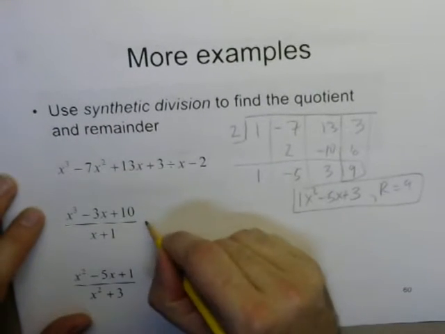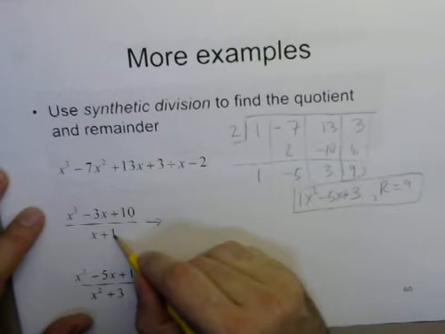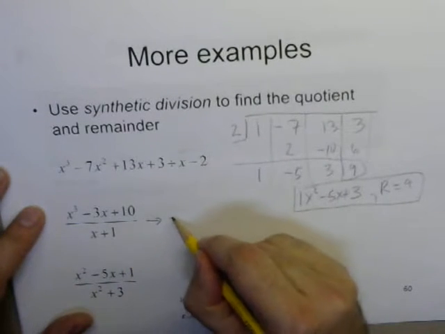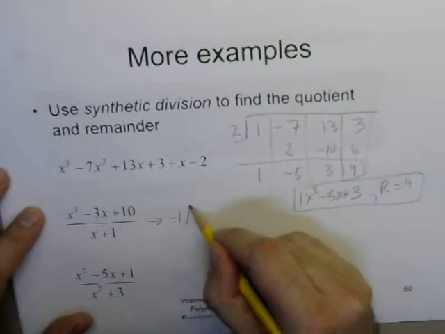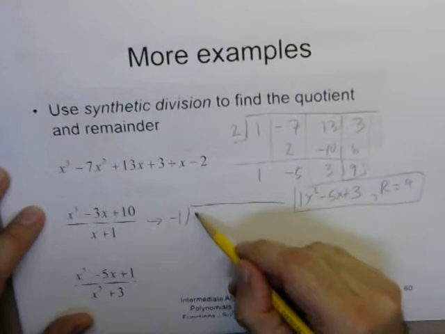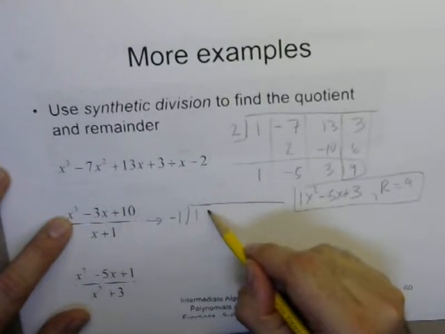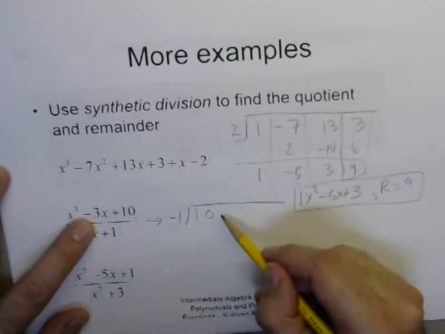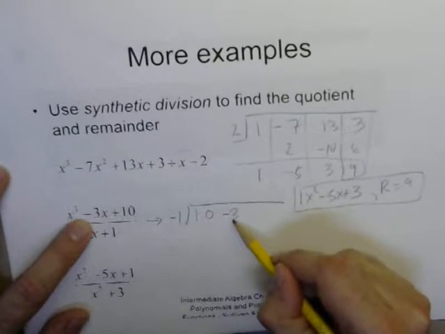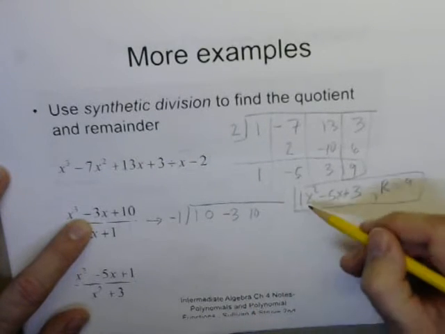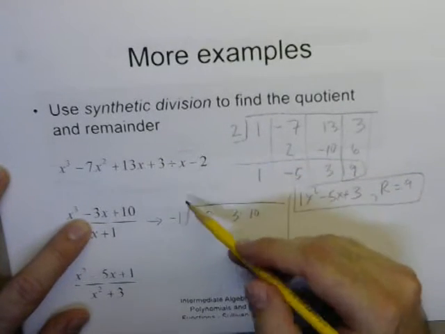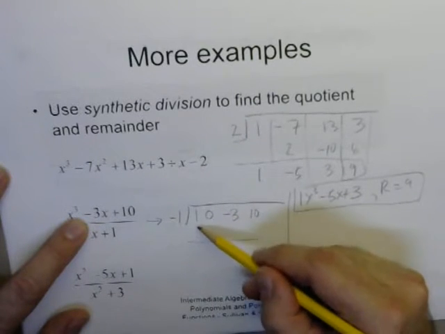So here's one where we have a missing 0. So again, I'll take the number on the bottom, change the sign. And then for the division part here, right, I've got to put in a 1 for the x cubed. There is no x squared term, so I've got to put a 0 in for that. Then -3, and then 10.